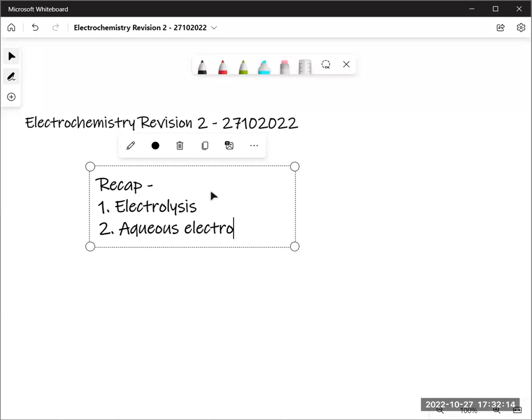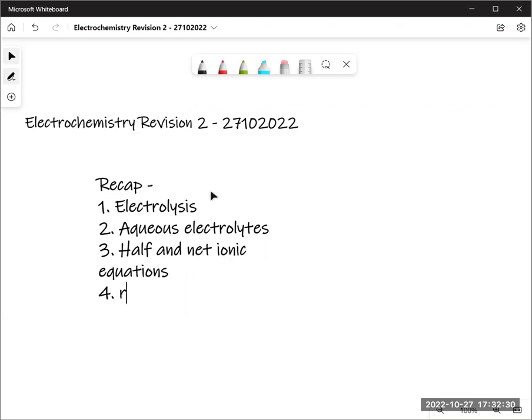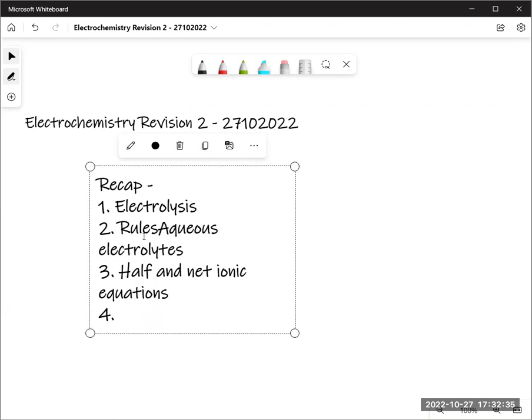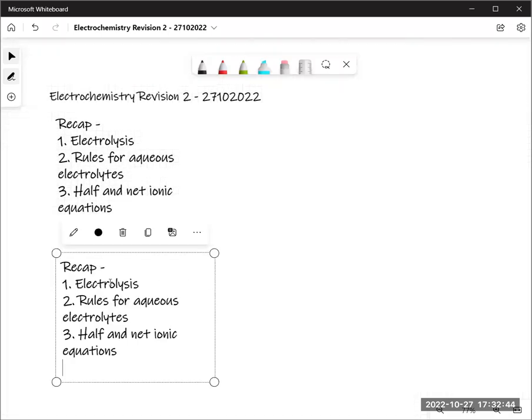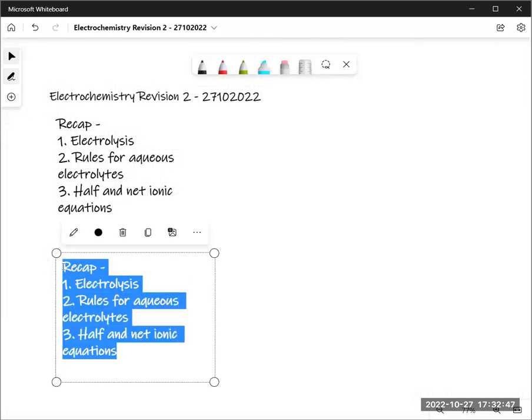And we learned about the uses of electrolysis and types, products, and net half and net ionic equations. And we did the reactivity series. Those are rules. So rules for aqueous electrolytes. Today's class, we'll be learning about electroplating.